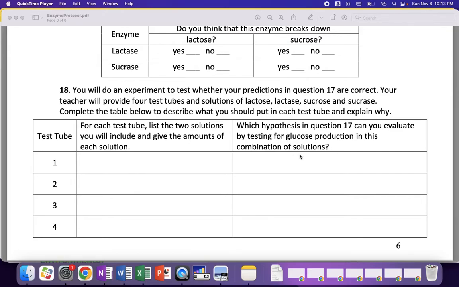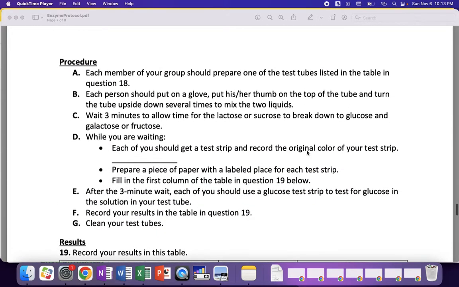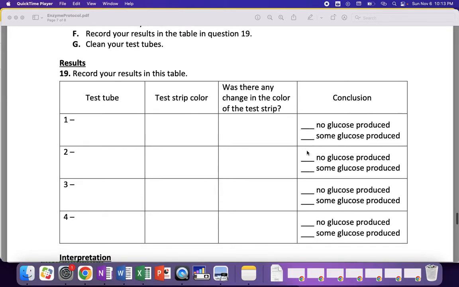Okay, so you're going to be deciding whether glucose would exist from these. So, the test tube that has the lactose and sucrase, there would not be any glucose produced. In the sucrase and sucrose, you would have glucose produced. And in the sucrose with lactase, you would not have glucose produced. And of course, that fourth one, the lactose with the lactase, we would have glucose produced.